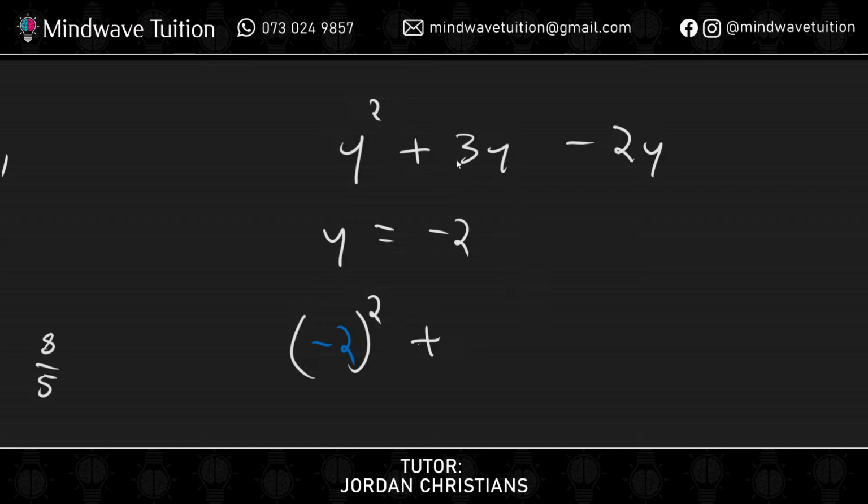So next we have plus 3y. So this just means that we have to say 3 bracket negative 2. That one's going to be substituted, and also we have 2 bracket negative 2.